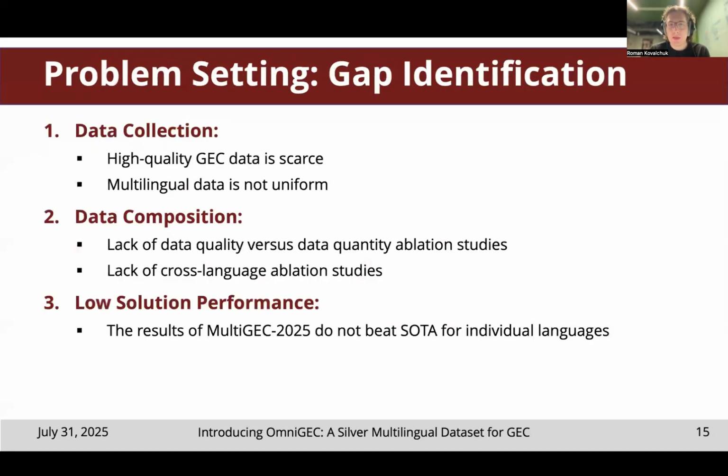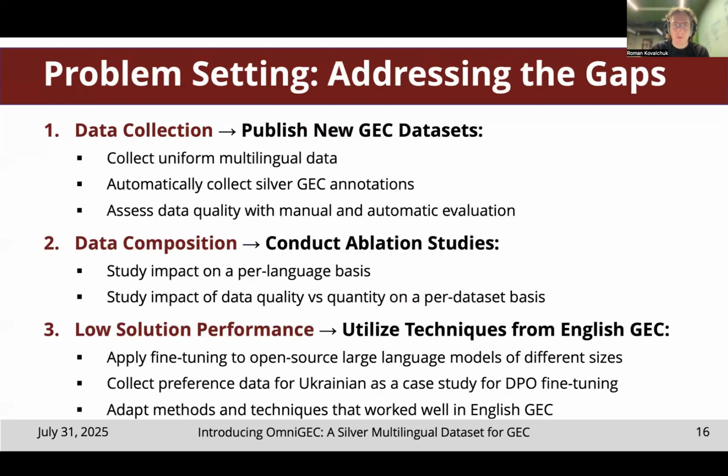Speaking about problem setting, we identified the following gaps: data collection, data composition, and low solution performance. Speaking about data collection, high-quality GEC data is scarce and multilingual data is not uniform. Speaking about data composition, there is a lack of both data quality versus data quantity ablation studies and cross-language ablation studies. Speaking about low solution performance, the results of MultiGEC 2025 do not beat SOTA for individual languages.